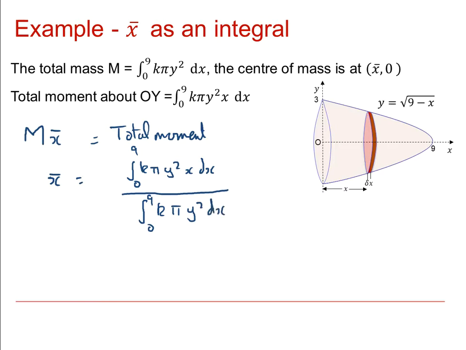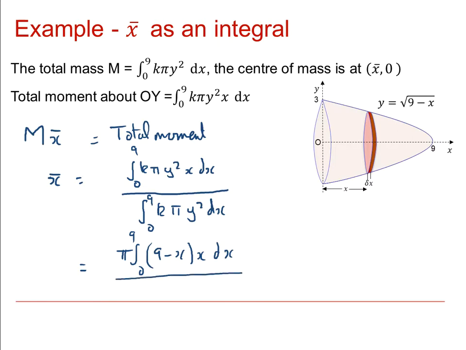But we know that y is equal to root 9 minus x, and therefore y squared must be equal to 9 minus x. So we can substitute into those that x bar will therefore be given by the integral from 0 to 9. The k's are going to cancel out, so you end up with pi times y squared x. That will be 9 minus x multiplied by x dx.